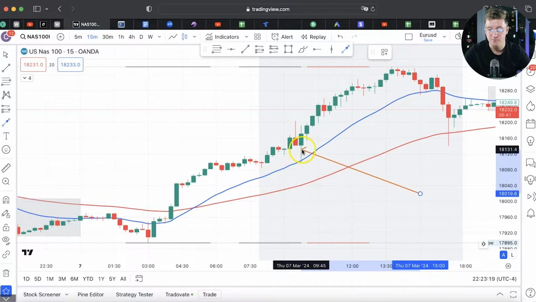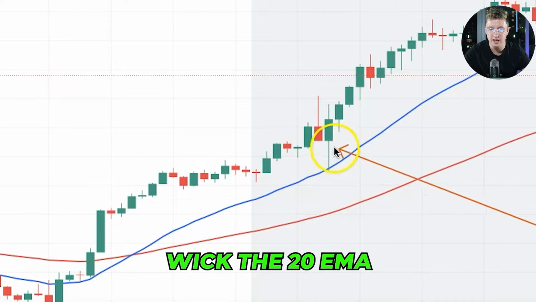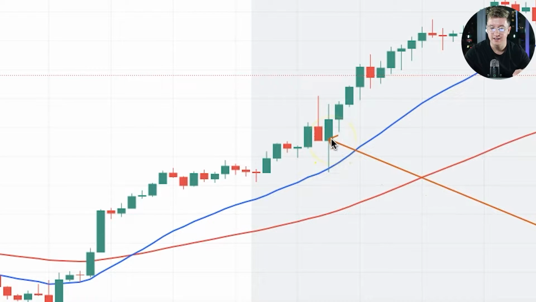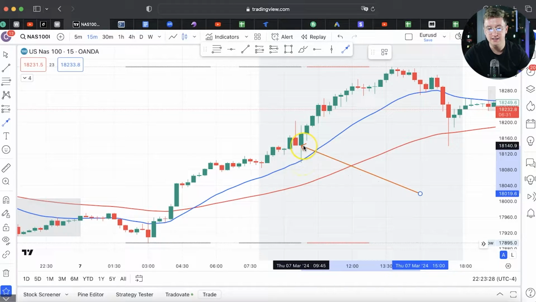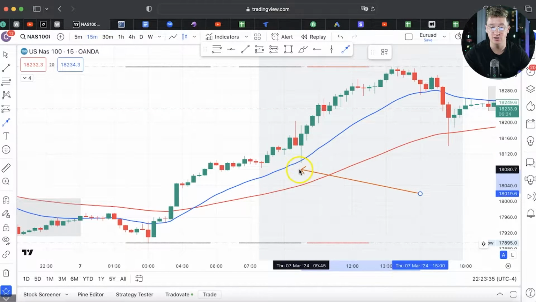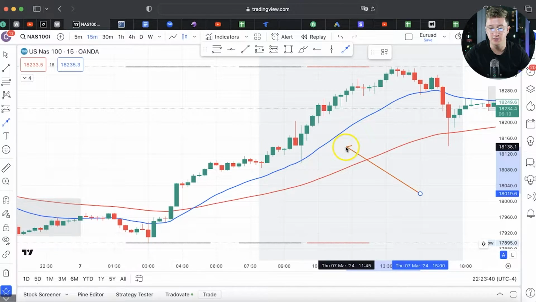And then we have this candle wick the 20 EMA like this. Once again, if we are seeing candles wick the 20 EMA like this, it's not smart for you to enter a trade when the candle is hitting the 20 EMA like this, because it could go down at any point, unless you have some type of context that's showing you that it could be a setup.